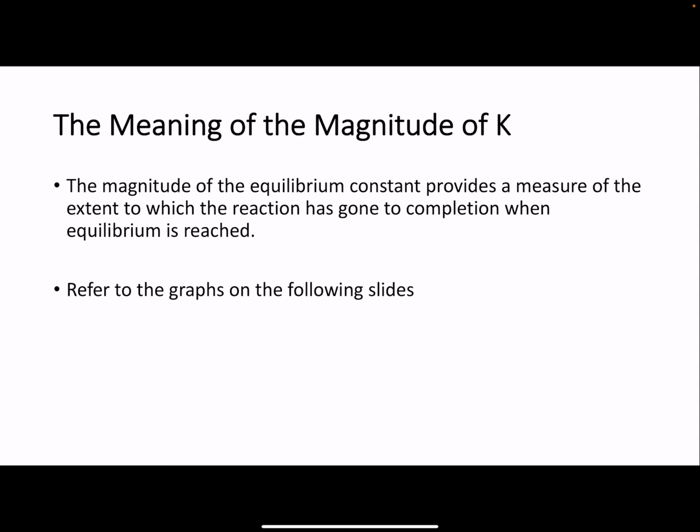So lastly, we'll look at what the value of K actually means, on the following slides, because it does give us some information. It tells us whether we have more reactants or products. And remember, in an equilibrium reaction, you'll have leftover reactants at the end, whereas in a complete reaction, you won't. All the reactants get converted into products.